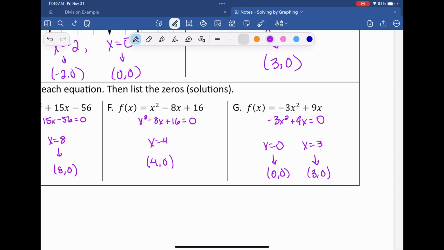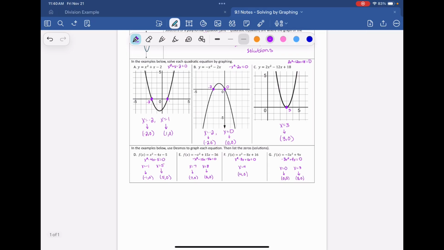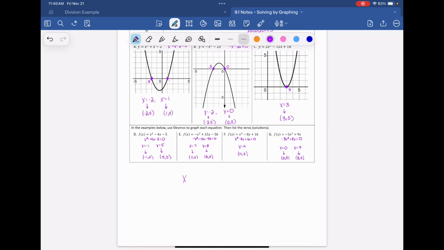Now, graphing only works, and works well, if your x-intercepts are whole numbers. If they're not whole numbers, you can get some really psycho decimals here. If they're not whole numbers, then graphing is not my method.